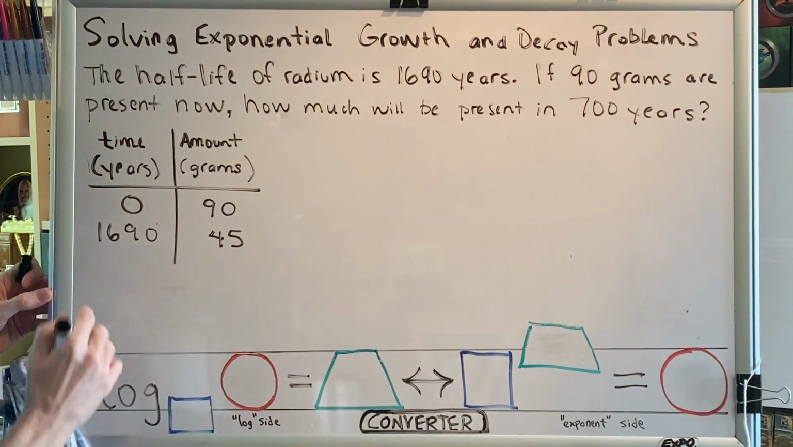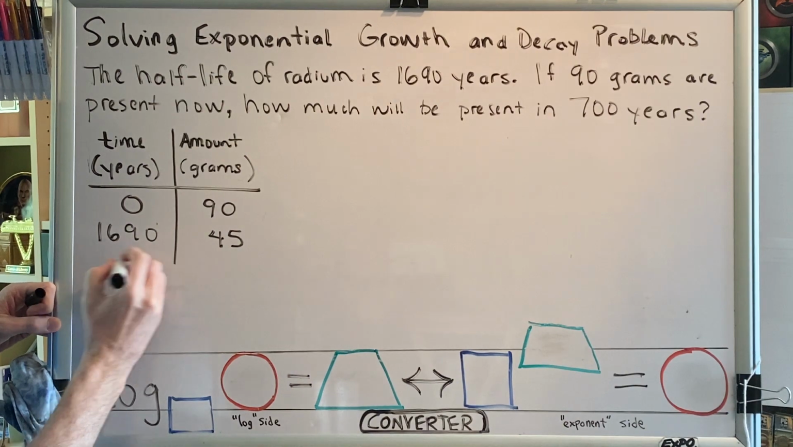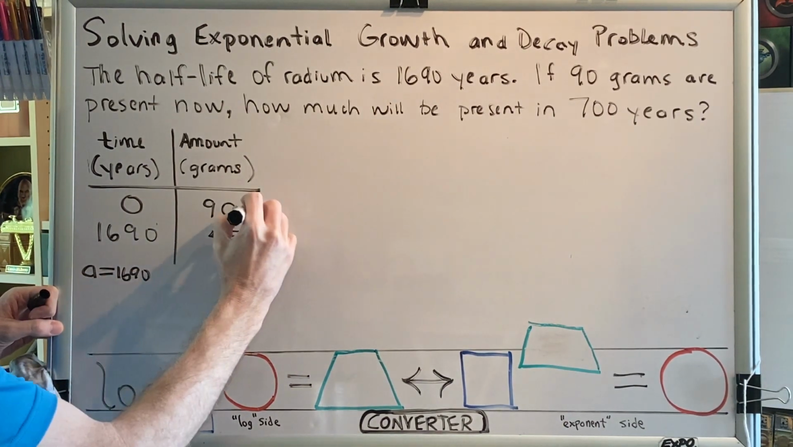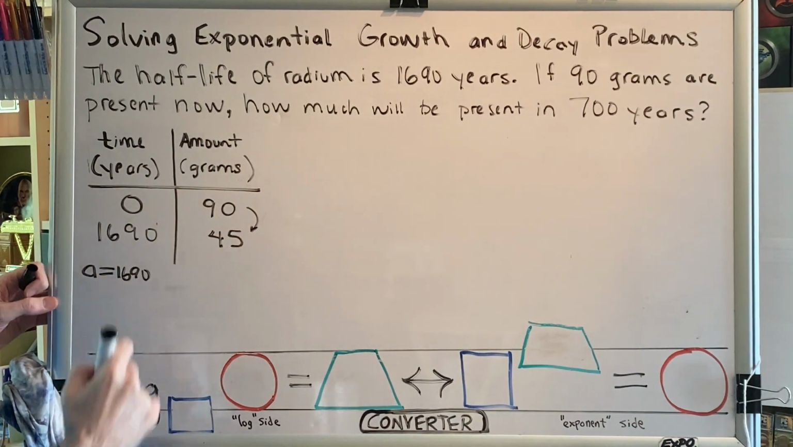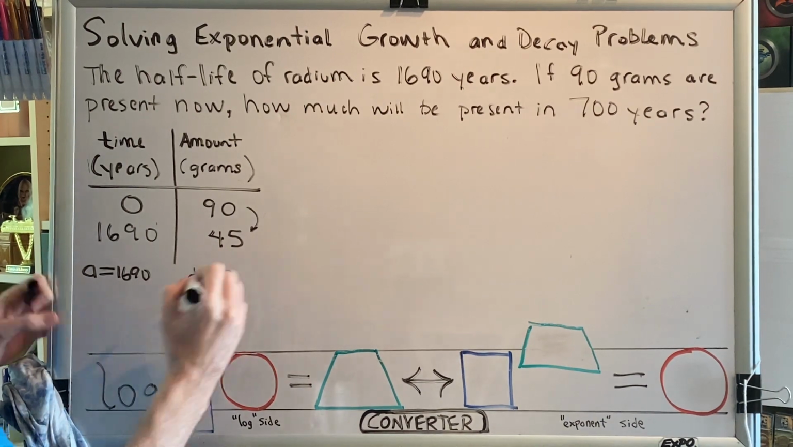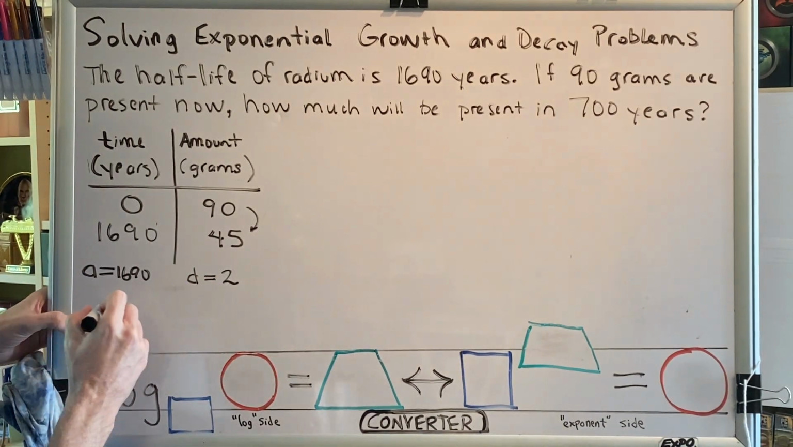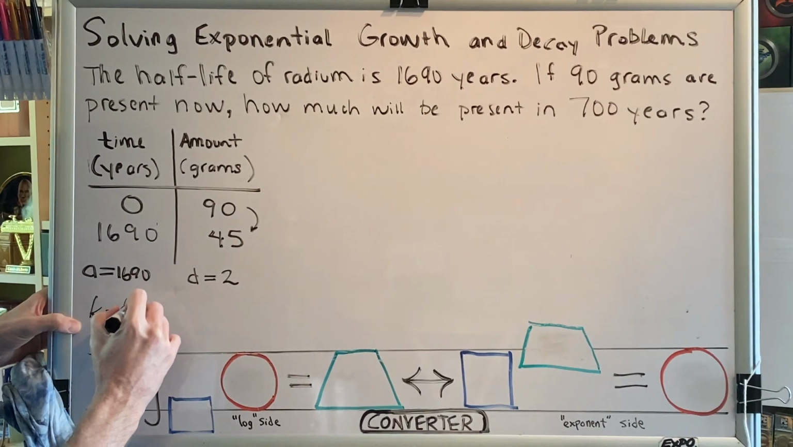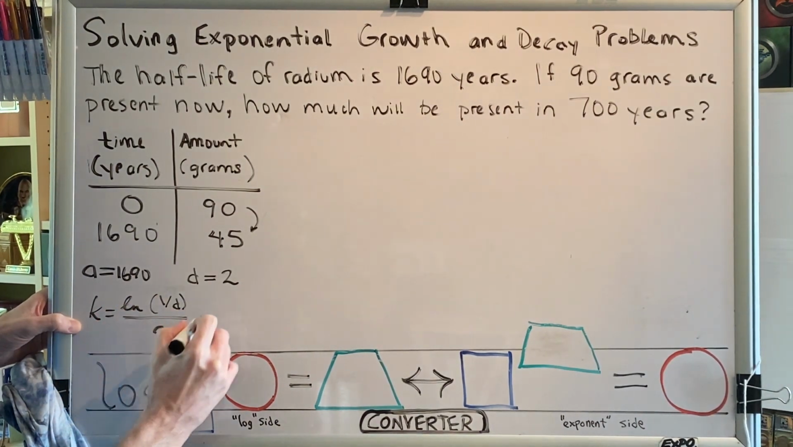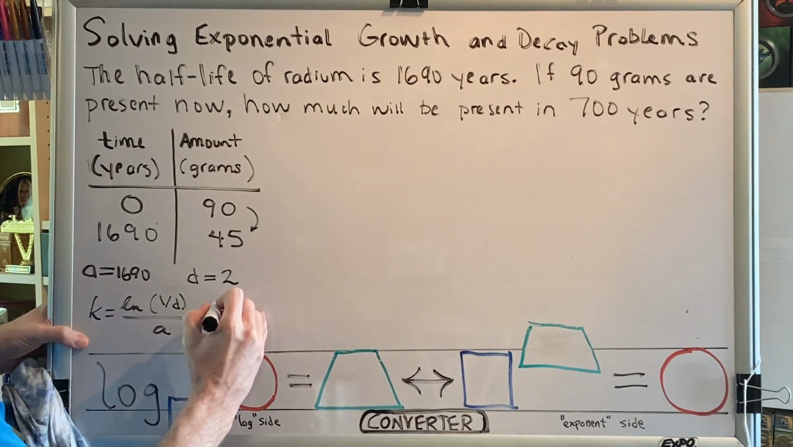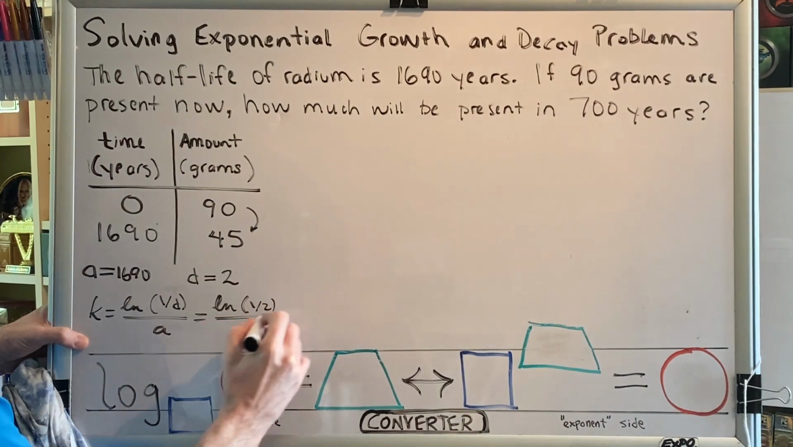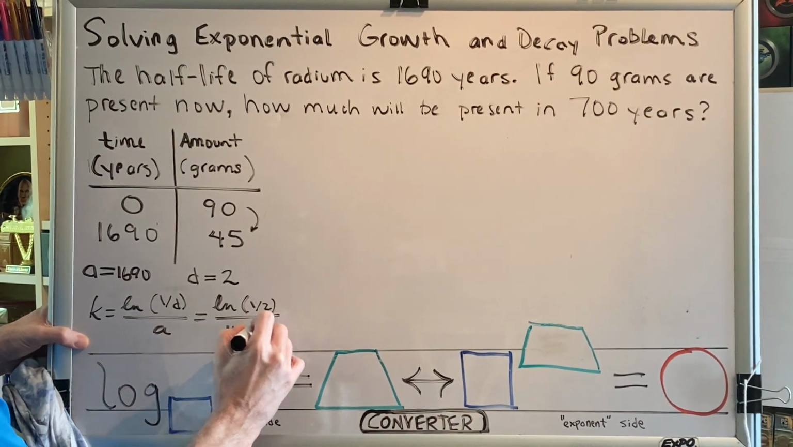So with each row of the table, we are adding 1,690. That's the value of A, the adder. And with each value of the table, we are cutting it in half. That's dividing by 2. The value of the divider is 2. Our formula for k is that it equals the natural log of 1 over D, all divided by A. So for this problem, k will be equal to the natural log of 1/2, all divided by 1,690.